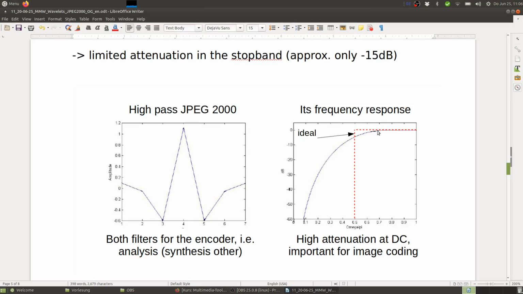And here is the frequency response. So maybe I should rewrite this as high attenuation only in the stop band, only for the high pass, around DC.